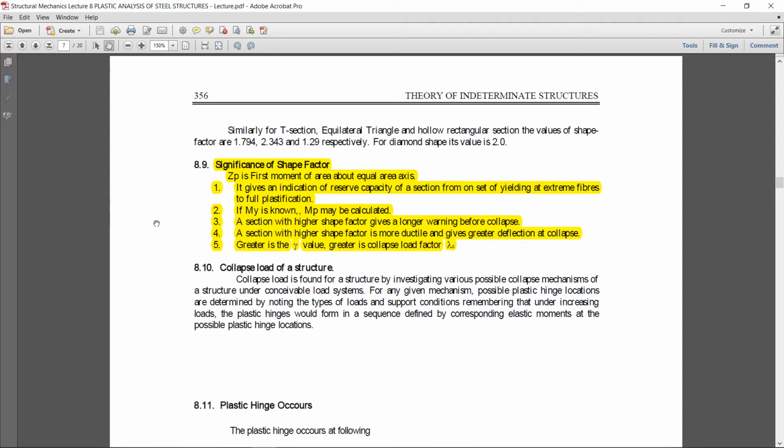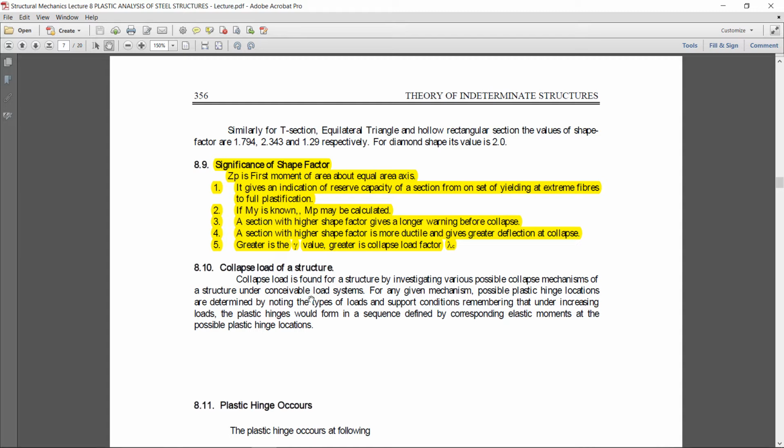In the last lecture, I left with the significance of shape factor. I have shown the shape factor for the rectangular section. Now our next topic is the collapse load of a structure. In this, we find at which maximum load the structure will fail.